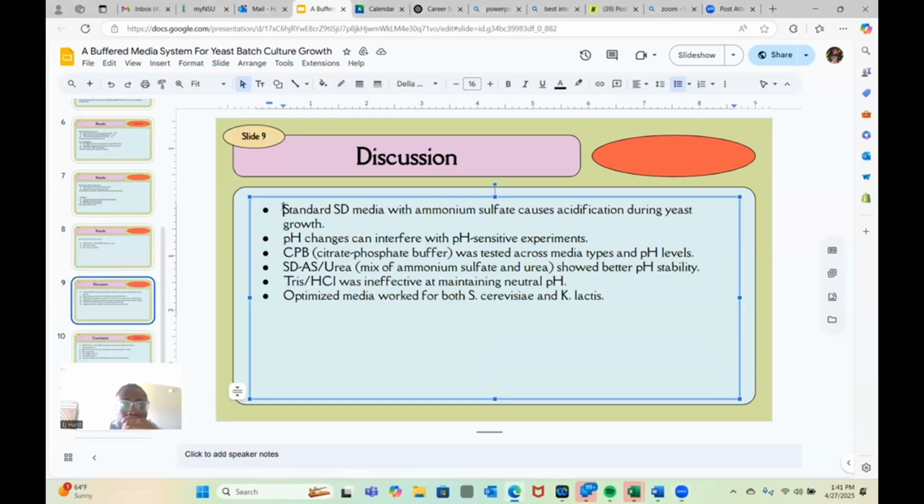Slide 8, discussion. The standard SD medium contains ammonium sulfate as a nitrogen source. But during the yeast growth, it may cause the medium to become more acidic. pH changes can interfere with pH sensitive experiments. Acidification can mess up experiments that are pH sensitive. Sometimes it's both good and bad. Stable pH is important for good results, so we try to keep it as stable as possible.